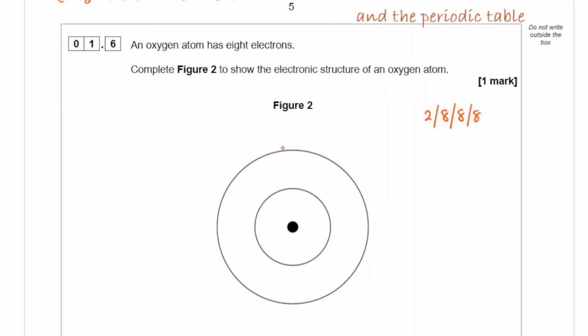So because it has 8 electrons, oxygen will have 2 electrons in the first shell and the rest of the electrons, 6 electrons in the second shell. So that's 2 electrons in the first shell, and then 1, 2, 3, 4, 5, 6.